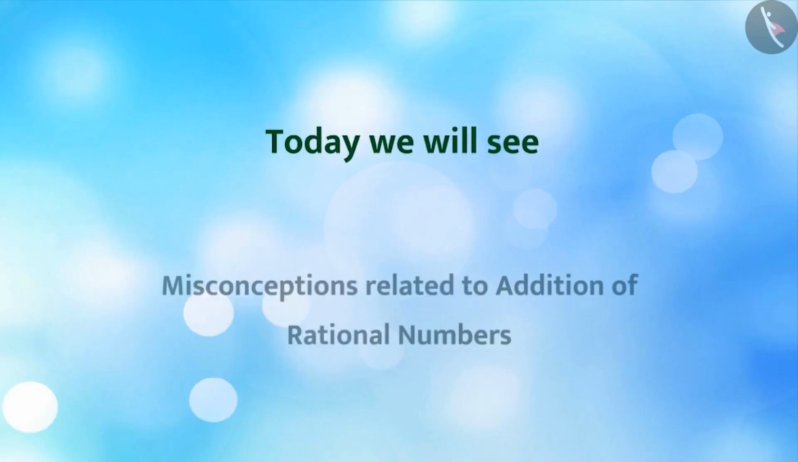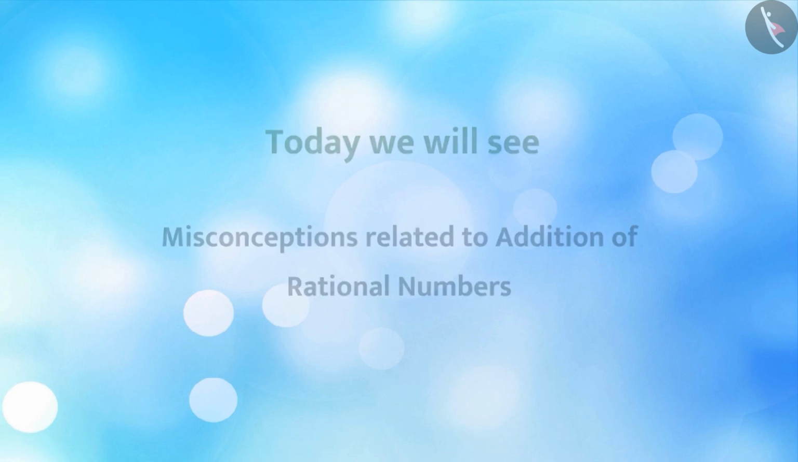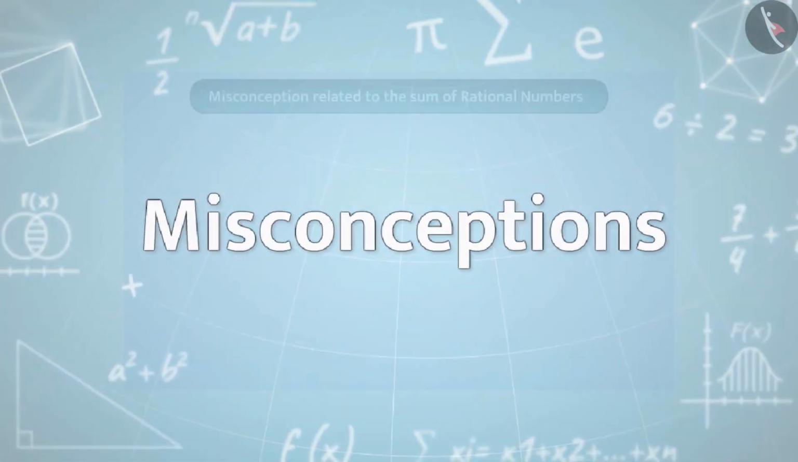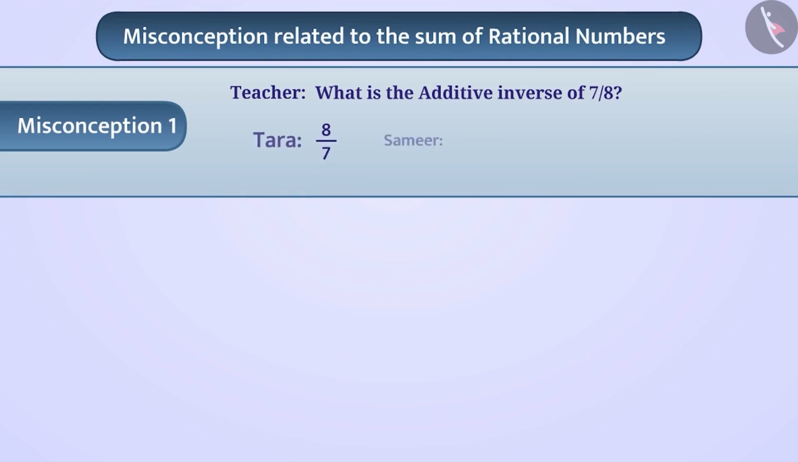We will see some misconceptions related to the addition of rational numbers. Misconception 1. The teacher asked the children the additive inverse of 7 by 8. To this, Tara replied 8 by 7, Sameer replied 0, and Shreya replied minus 7 by 8. Can you tell which of these is correct?